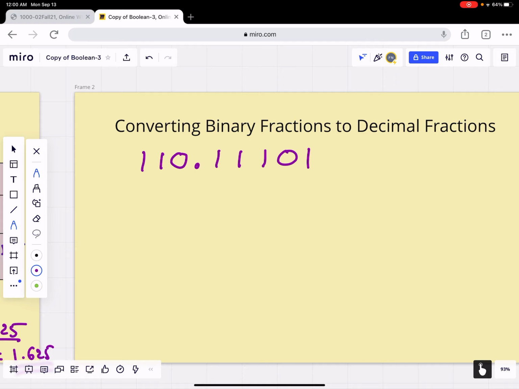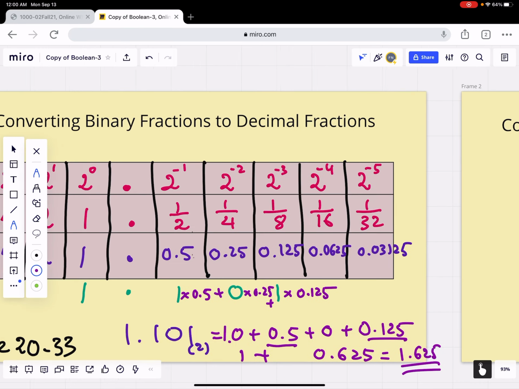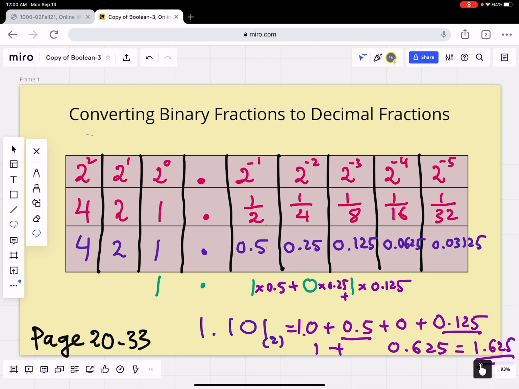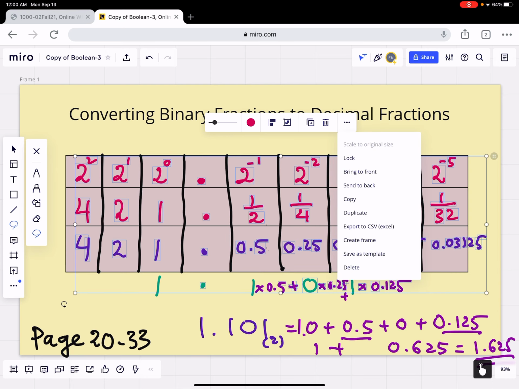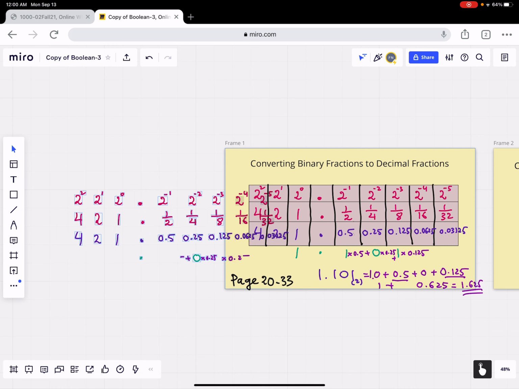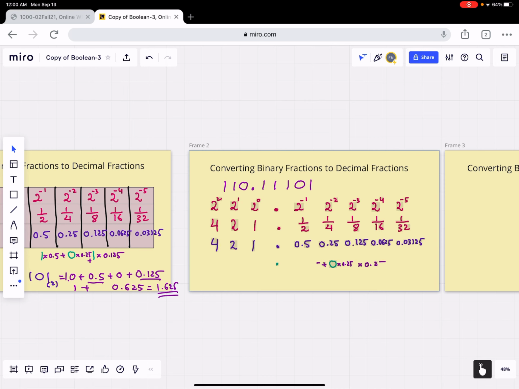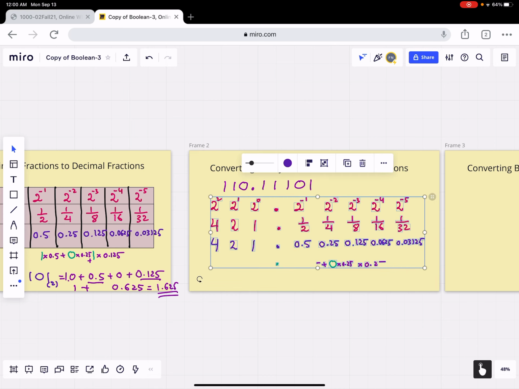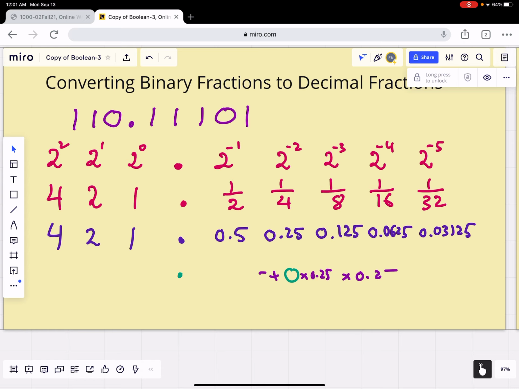So first of all, you have to line them up together on the place value. I'm going to borrow this table here, copy this one, duplicate that one, and move it to my left here. I'm going to zoom it in. All right, so let's erase this one first.